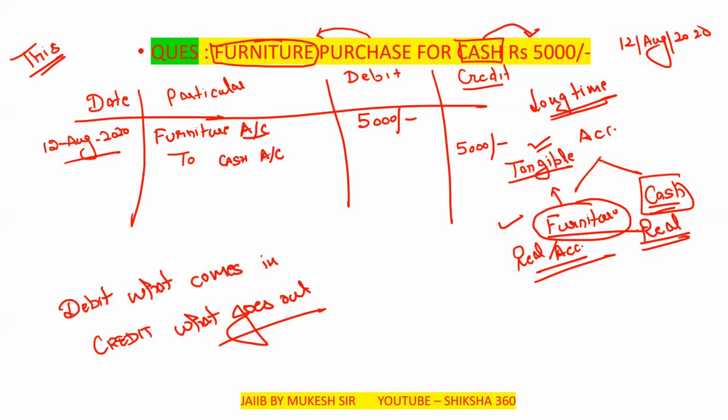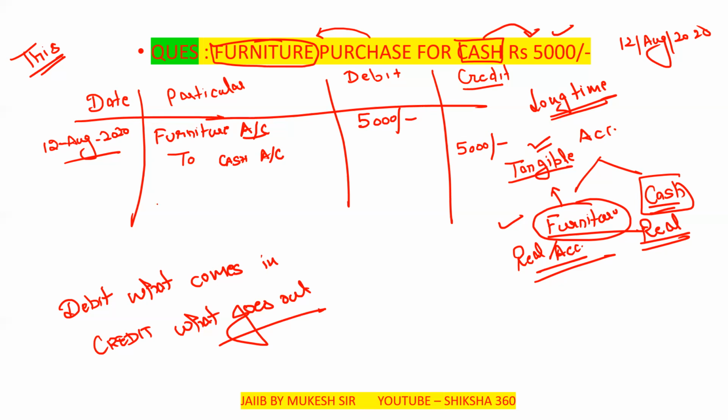And in the examination, they will ask you this type of question: furniture purchased for rupees 5,000. Furniture here is which type of account? Or which account is to be debited? Or which account here is to be credited?